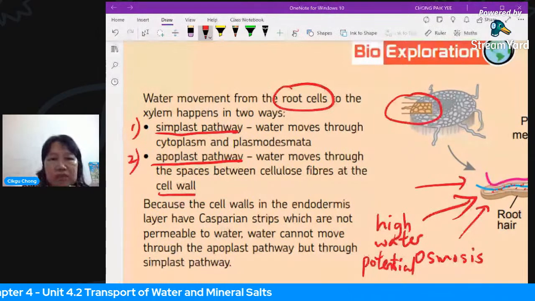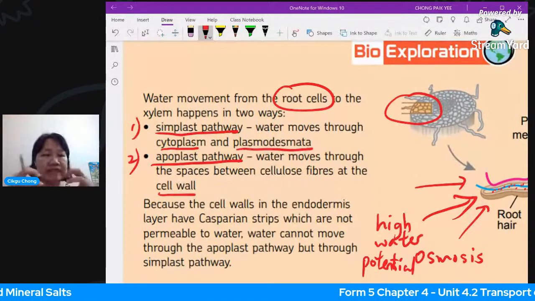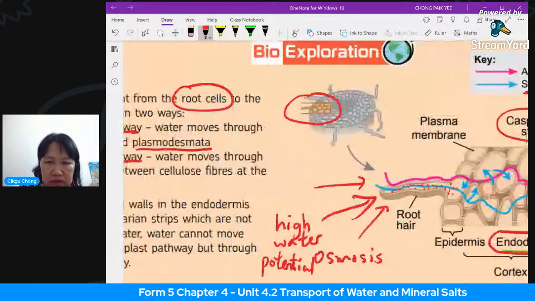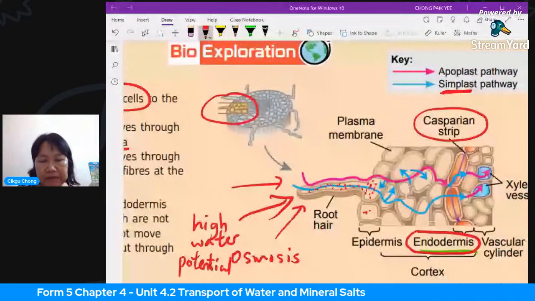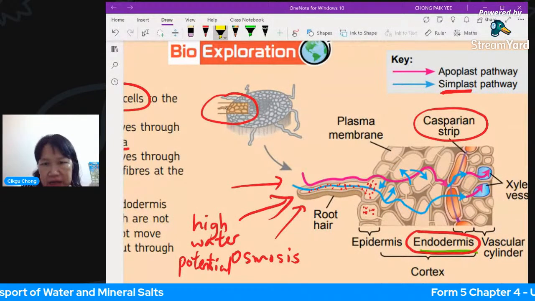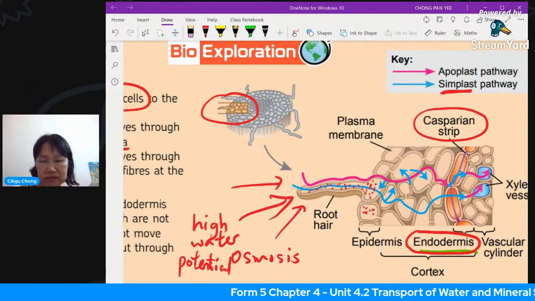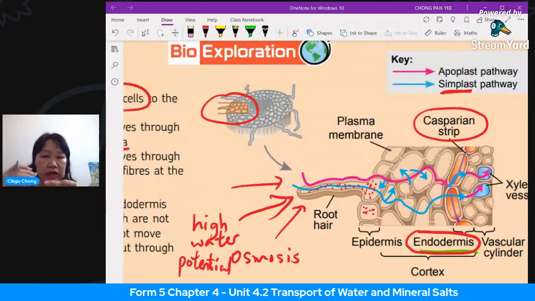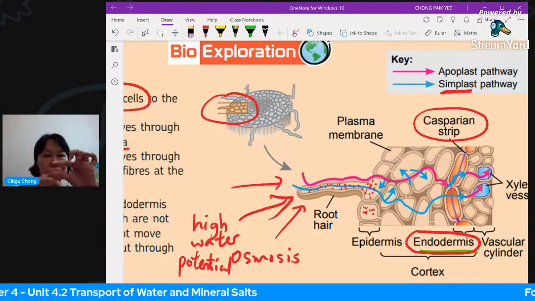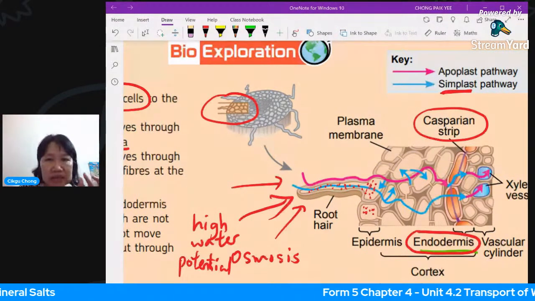The water moves through the cytoplasm and plasmodesmata. Cytoplasm is inside the cell, of course. So what I draw here is all the cytoplasm. What is plasmodesmata? Plasmodesmata is this one. You will see that there is a connection. There's a space here, an opening in between. This is the cell wall of the two cells. There's an opening in between to allow things to pass through. That opening is called plasmodesmata.